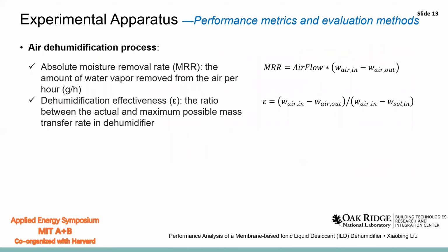To evaluate the dehumidification performance of the dehumidifier, we use two performance indices. The first is the absolute moisture removal rate, which is the amount of water vapor removed from the air per unit time. Another index is the dehumidification effectiveness, which is the ratio between the actual mass transfer rate and the maximum possible mass transfer rate in the dehumidifier. It can be calculated using the equivalent humidity of the inlet ionic liquid desiccant.